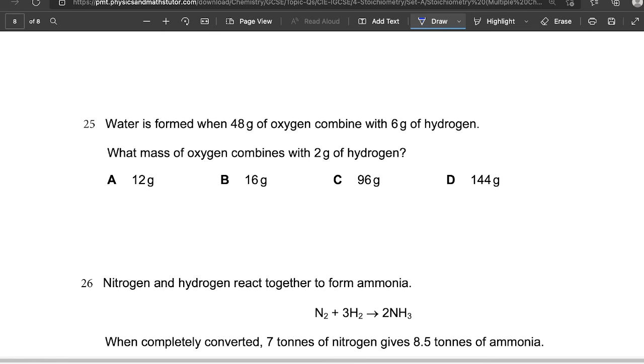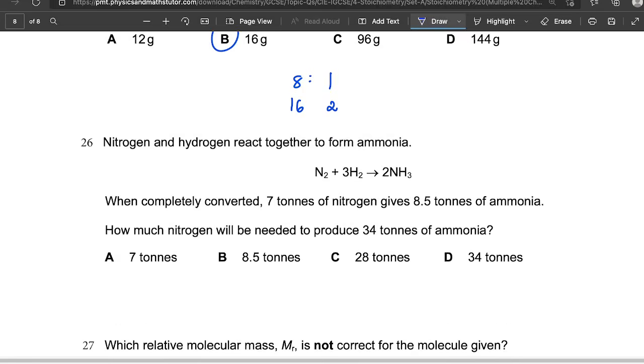It says, water is formed when 48 grams of oxygen is combined with 6 grams of hydrogen. So 48 grams of oxygen combined with 6 grams of hydrogen. What is the mass of oxygen that combines with 2 grams? So if 48 grams combine with 6 grams of hydrogen, what's the ratio here? What's 48 divided by 6? 8. The ratio is 8:1. Okay, so if the ratio is 8:1 and hydrogen is 2 grams, this will be 16 grams, isn't it? So answer for number 25 is B.